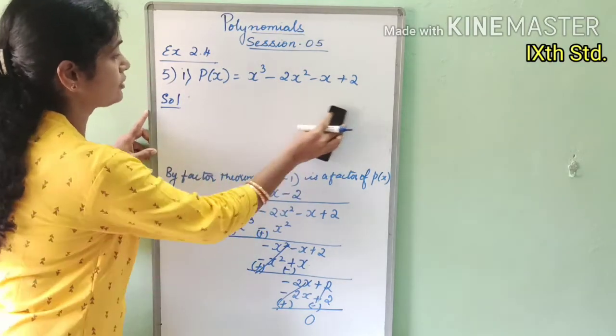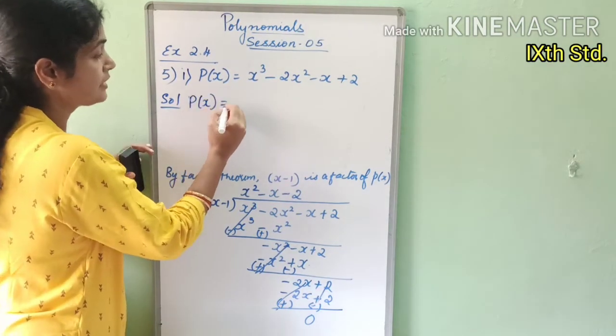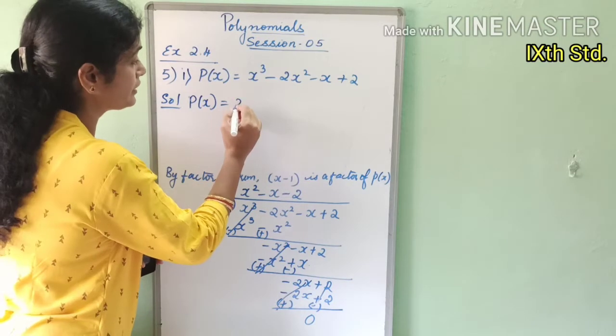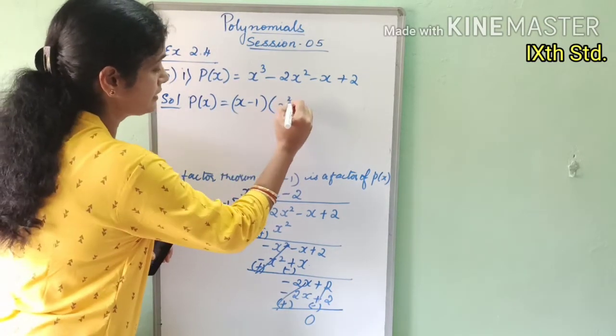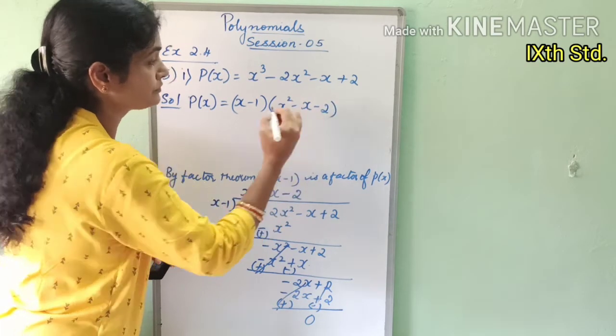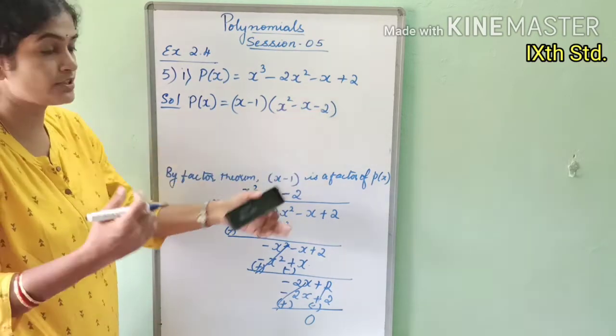Since the space is not sufficient, I had to rub it. So p of x, we can write it as p of x is nothing but x minus 1 into x square minus x minus 2, correct? Because the remainder is 0 here. Plus 0 if you take also the same thing.